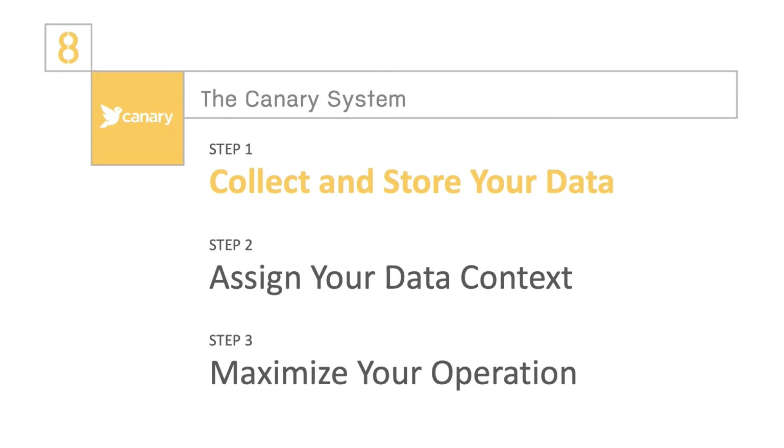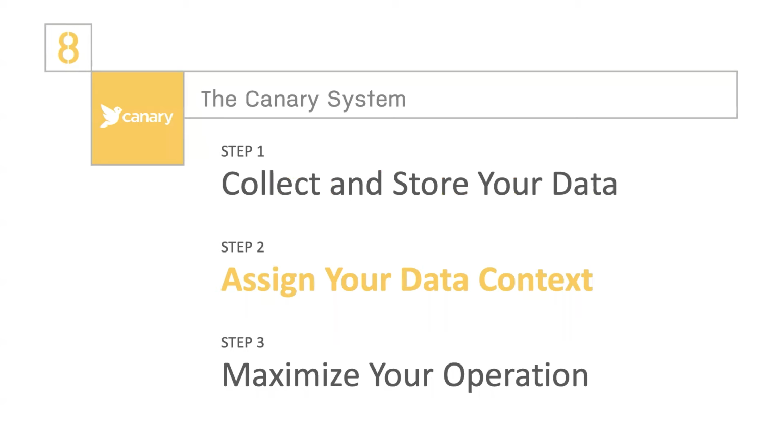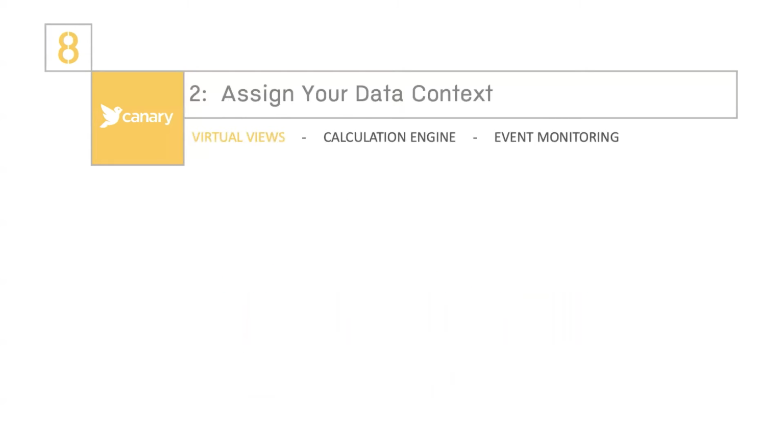So that's step 1. Very simple. Get the data into the historian, and depending on your architecture, you might deploy different ways and different collectors to actually get the data in. The next thing that we need to do is assign context to your data. Now, the Canary system has a very unique way of doing this, a concept we call virtual views that we can deploy on the historian data.